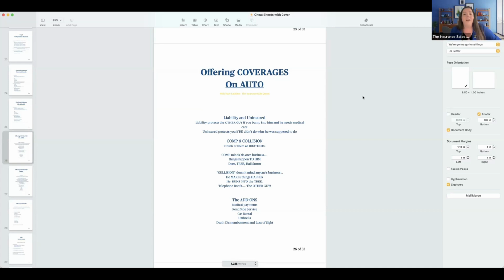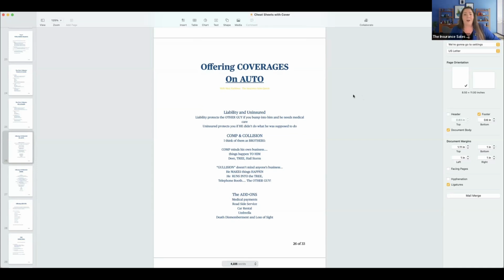A good way of doing this is on the home and auto side, Mr. and Mrs. Customer, liability is to protect you in the case someone sues you. And if they say, I know that, then maybe you can abbreviate the rest. But remember to actively listen and have a conversation. So liability does protect the other guy if you bump into him and he needs medical care. I keep it real simple. If they need more information, that's where I expand.